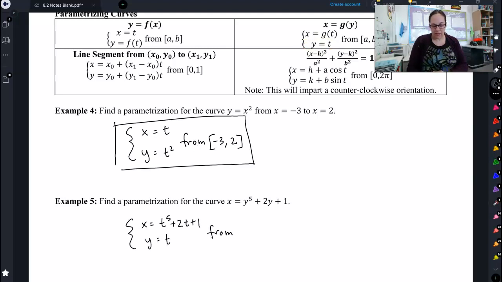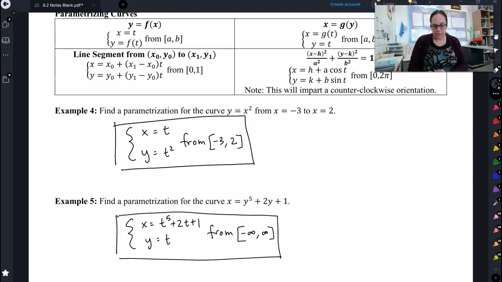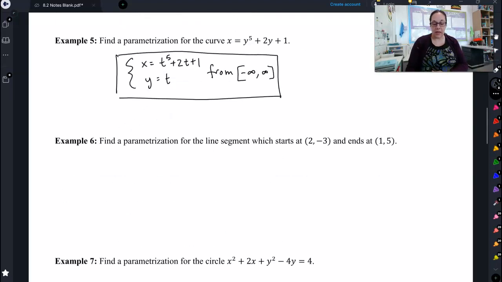And I have my parameters. It doesn't list any specifically, so this is just going to be from -infinity to infinity, since it doesn't give us any. Okay, looks like here we have a line segment from my starting point to my ending point.